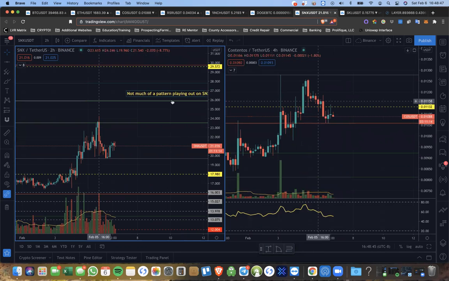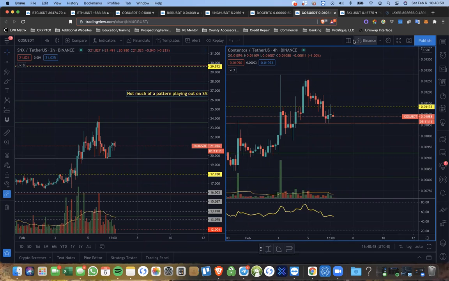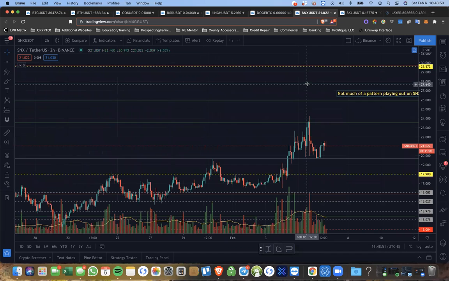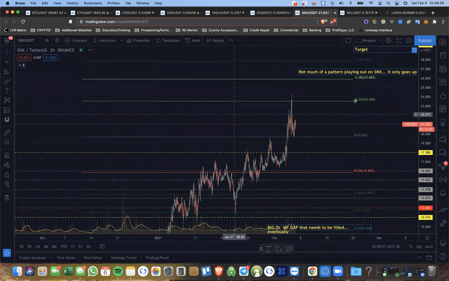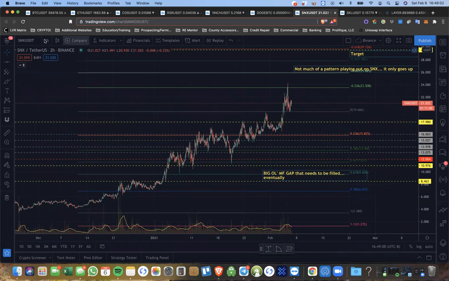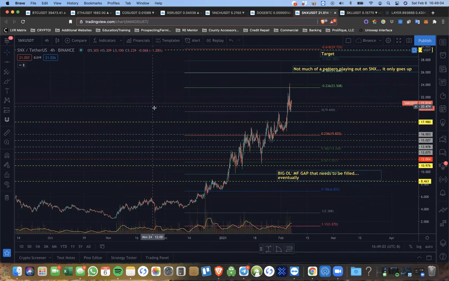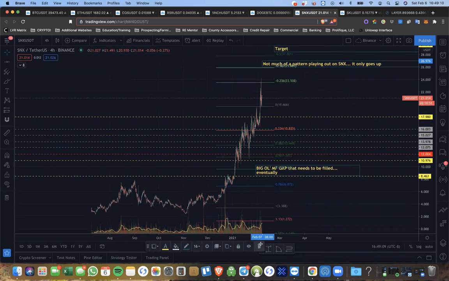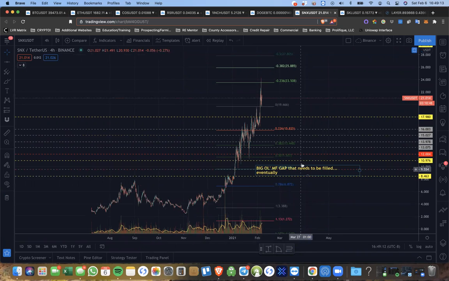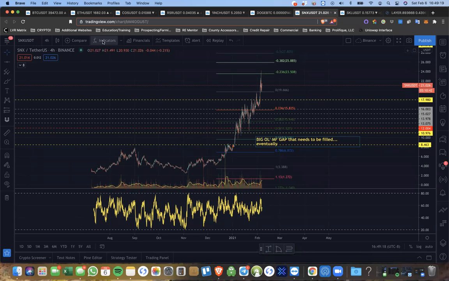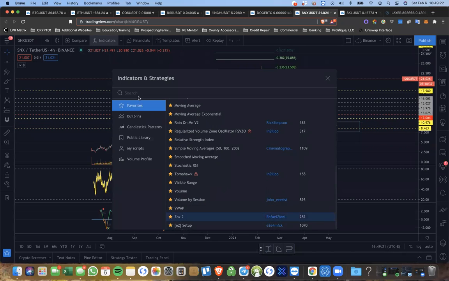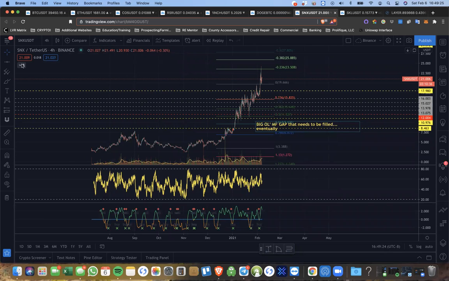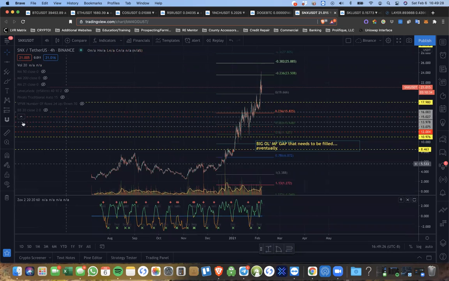Okay. Now let me show you SNX. I'm going to show you SNX because it's a quirky chart. By quirky, let me show you what I mean. This is hard to get into, you know. There's not much patterns. Let's see what the Zox says. Let's delete the RSI just to not make you guys confused.